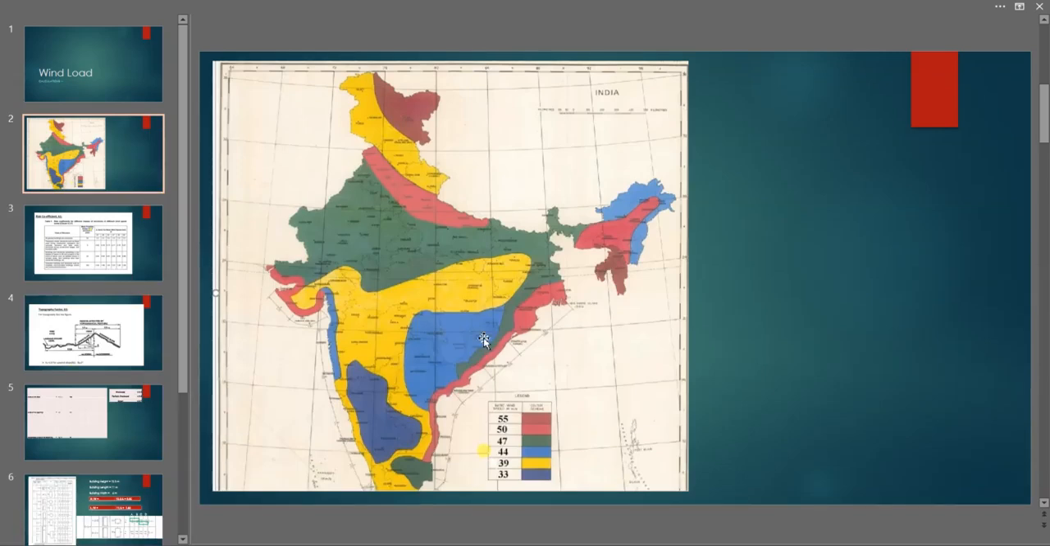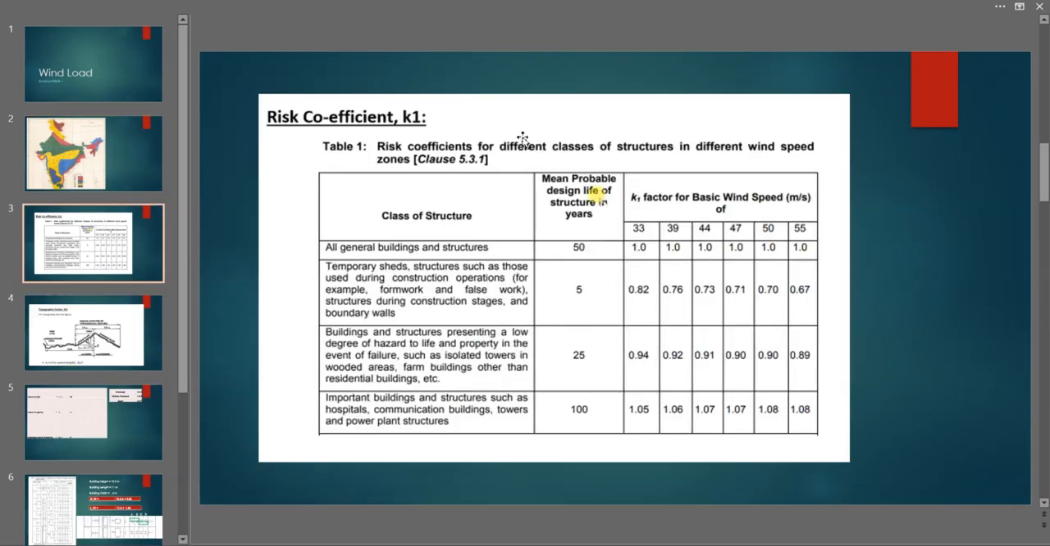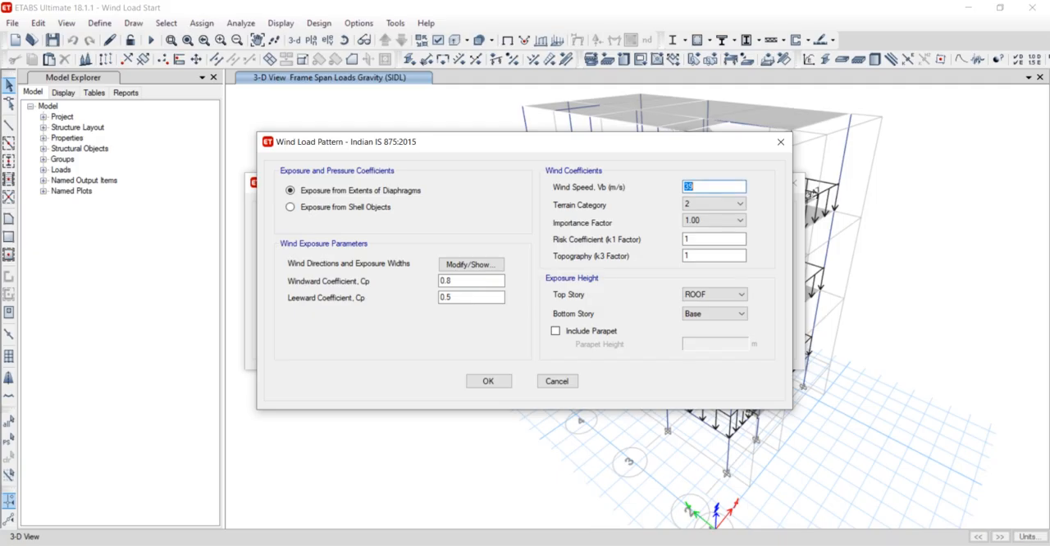Now if you look here, you will see that we have to enter the risk coefficient for different classes of structure and different wind speeds. I'm going to assume that the mean probable design life of the structure is 50 years, and from here you have to enter the K1 factor. For 39, the K1 factor is 1. This is the risk coefficient, the K1 factor, and we have entered the value as 1.